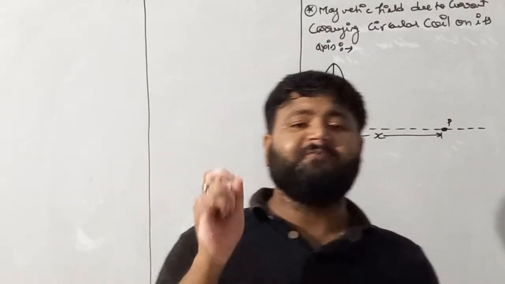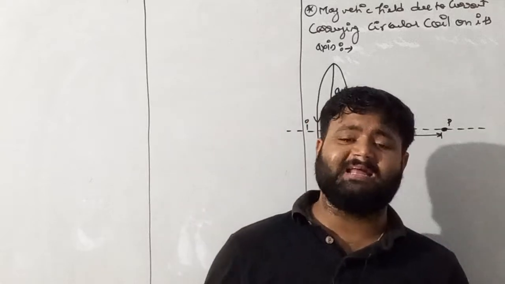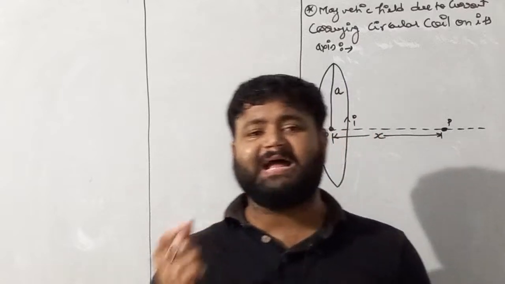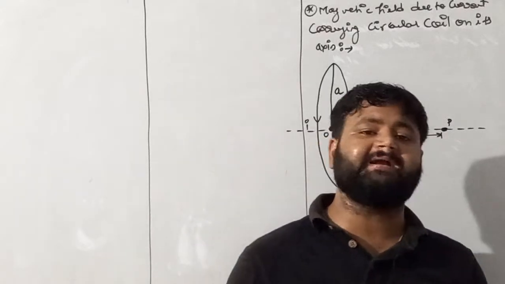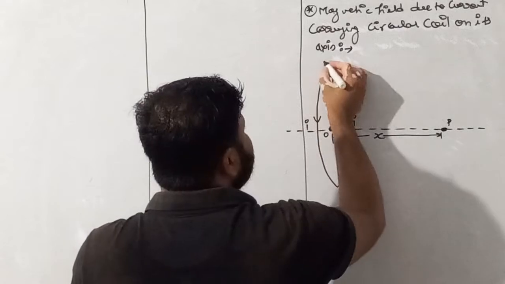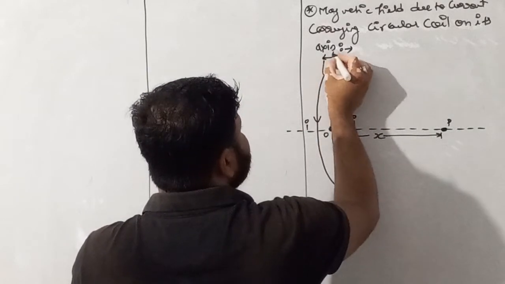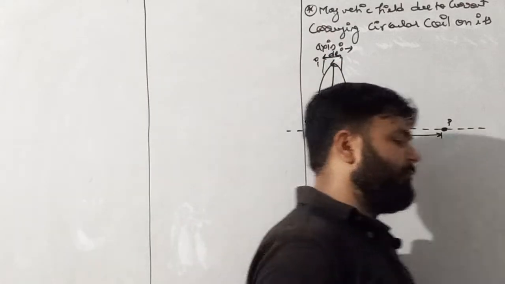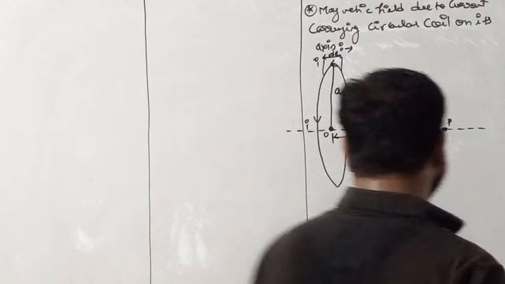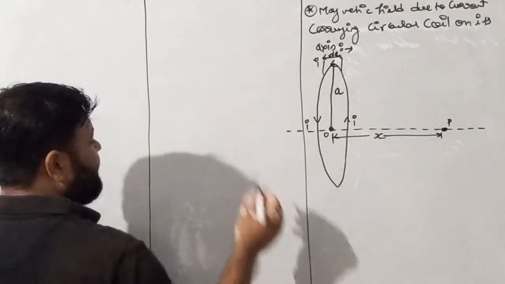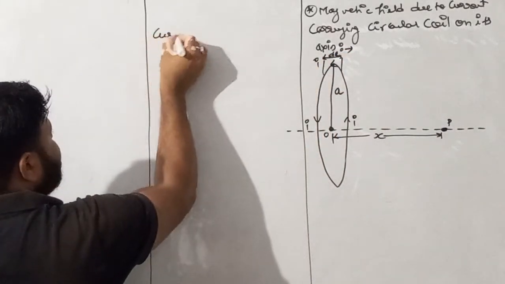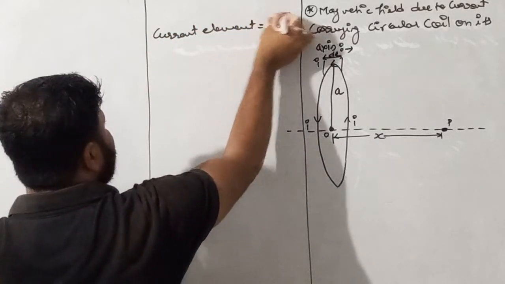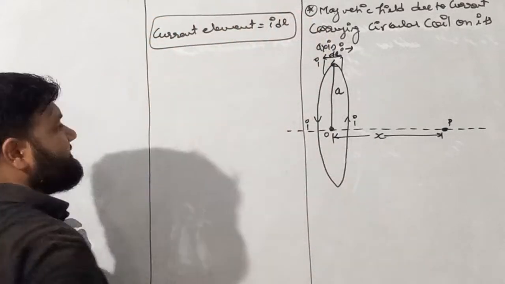So first of all, we have to consider a small length in this coil which carries current I. That small length is considered a current element. I am considering here a small length dl in which current I is flowing. So according to the situation, the current element is nothing but I dl.